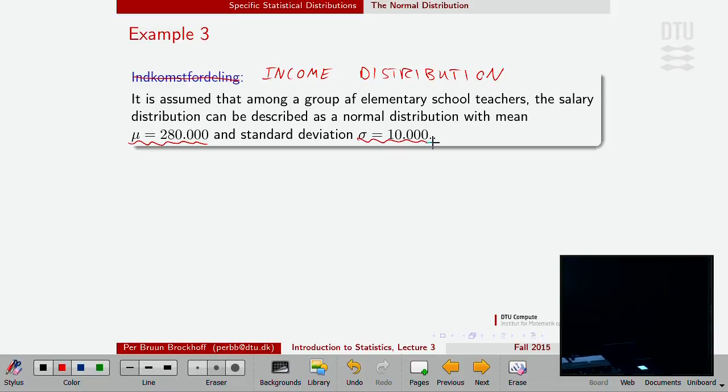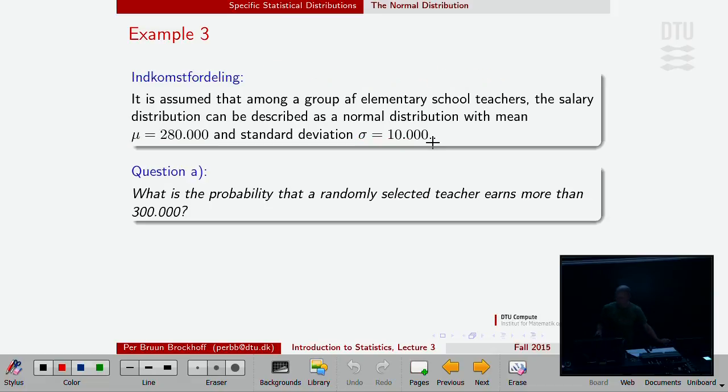Standard deviation of 10. 280,000, standard deviation of 10,000. Actually, this standardization thinks that it's okay to say 280 and 10, if you want. We don't have to use all the zeros. We can just skip the zeros and work with the other scale. Then we could get different questions here.